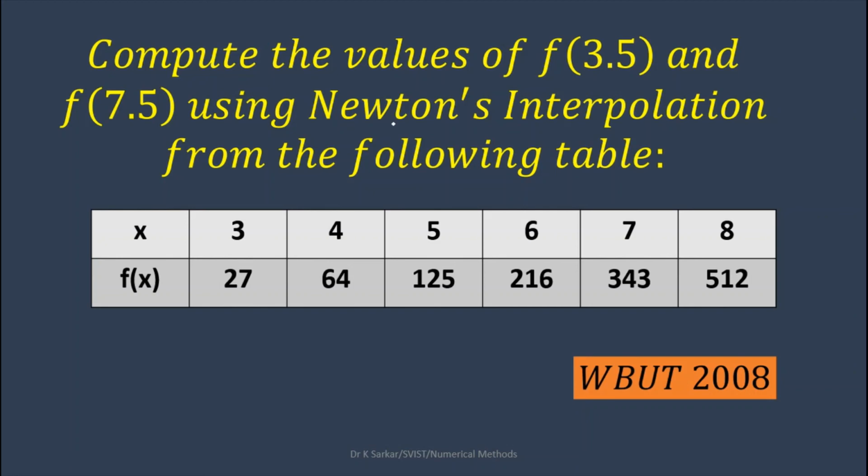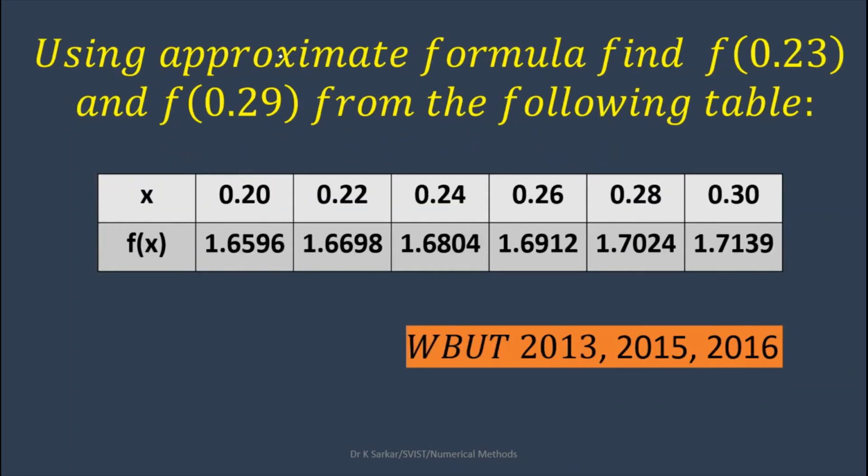Work out yourself. Another question: using the approximate formula, find f of 0.23 and f of 0.29 from the following table. This question is very important. It has appeared 3 times in Makaut exams. So for this one also, the first one you will find by Newton's forward interpolation formula, and the second one by Newton's backward difference interpolation formula.